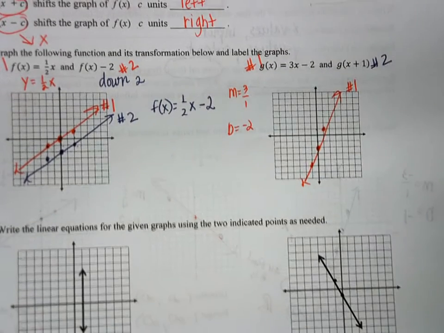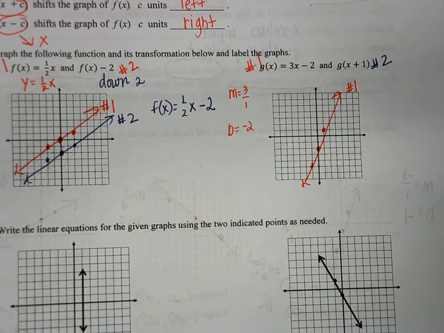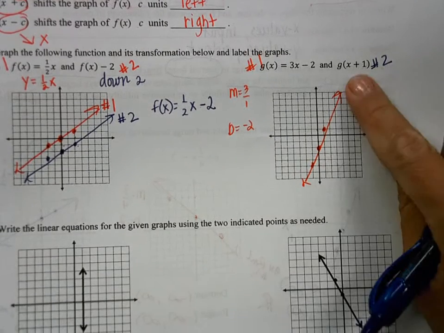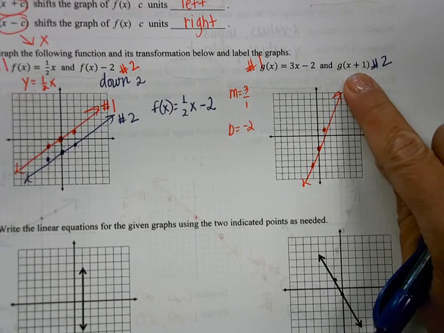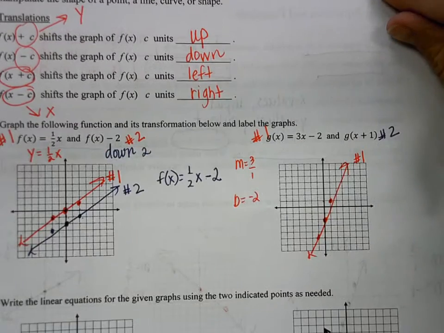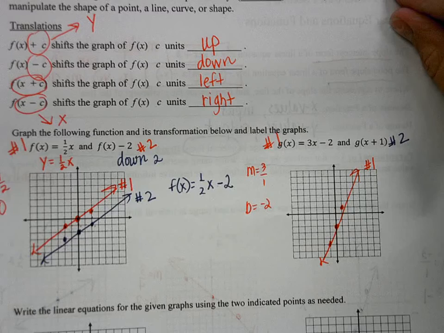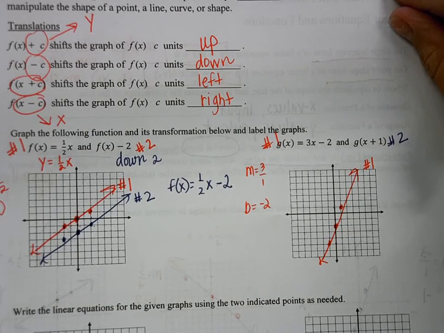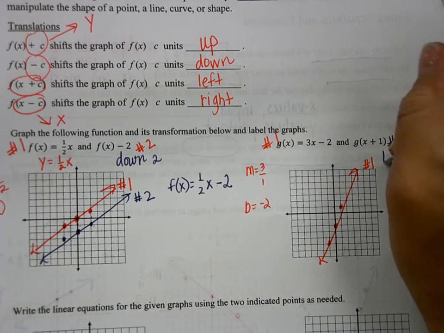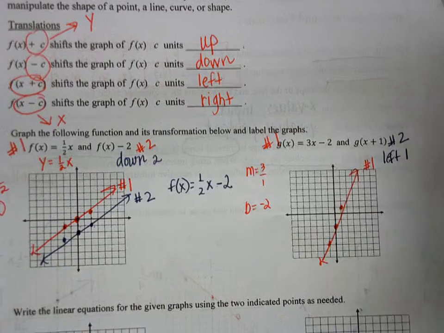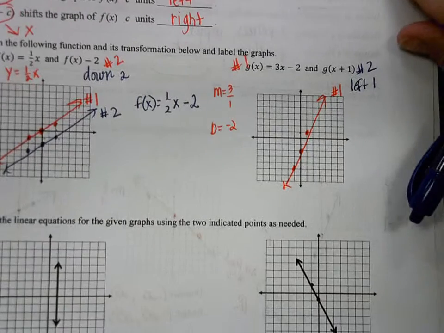G of x plus 2. So notice how the x plus 2, x plus 1. Notice how this is in parentheses. So going back here, where am I going to end up shifting it? To the left, how many? Left 1. So I can go to each of these points, and I'm just going to go left 1.